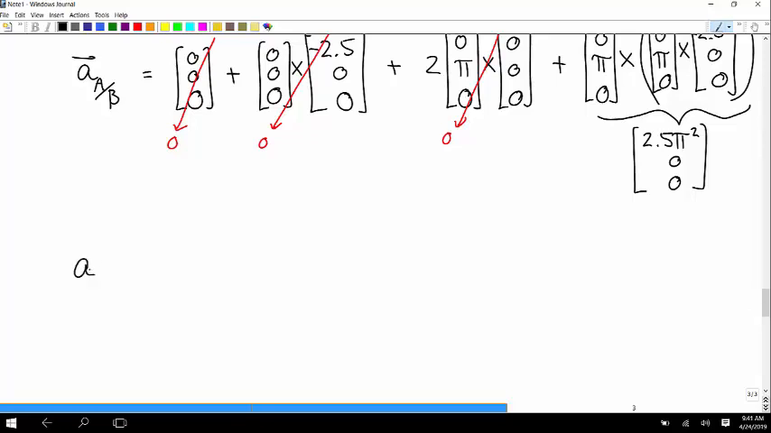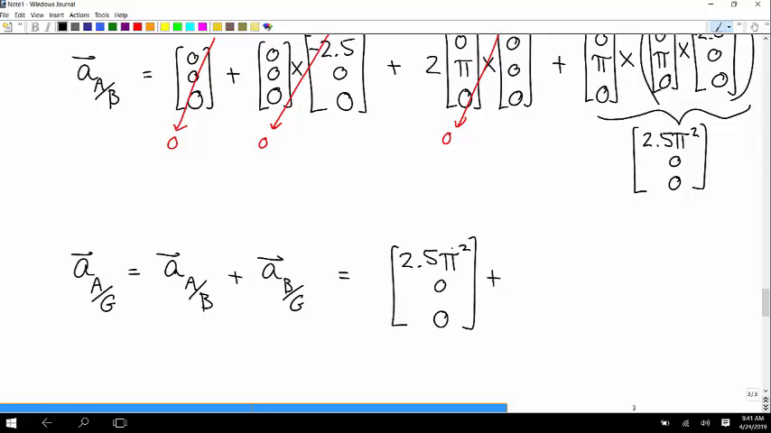And so now we'll put it all together. The acceleration of A relative to the ground is equal to the acceleration of A relative to B plus the acceleration of B relative to the ground, and that's 2.5 pi squared 0, 0, plus what we got in the first part of this, before we went into the circular motion, 2.5 pi squared 0, 0. That's the acceleration of the origin. And you get the same thing again, 5 pi squared 0, 0.